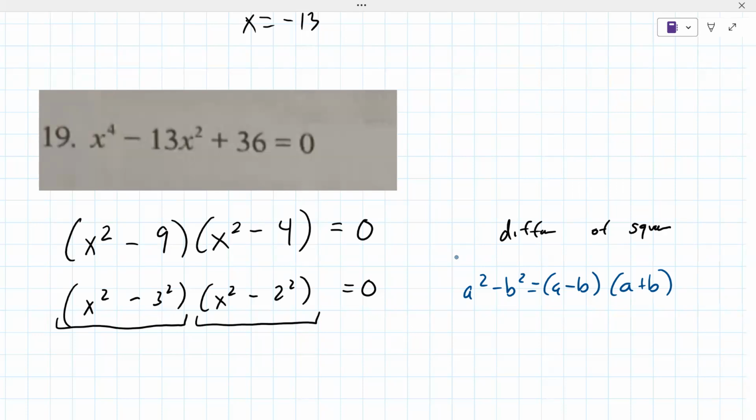We have x squared minus 3 squared equals x squared minus 3 squared. And then that would be x squared plus 3 squared. You're not recognizing what a is. A is just the thing under the square. B is just the thing under the square.